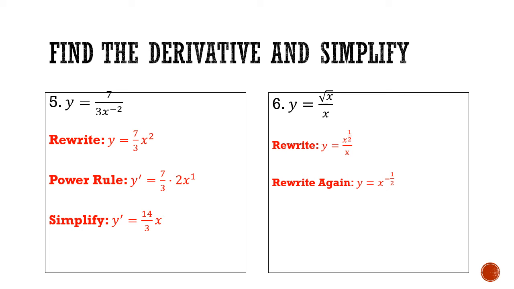Now that it's in that power form, you can apply the power rule. Multiply the negative 1/2 to the front, subtract 1 from your exponent. We have negative 1/2 x to the negative 3/2. It's a negative exponent. We're not going to leave that there. We're going to move the x to the negative 3/2 to the denominator with the 2. So y prime equals negative 1 over 2x to the 3/2.